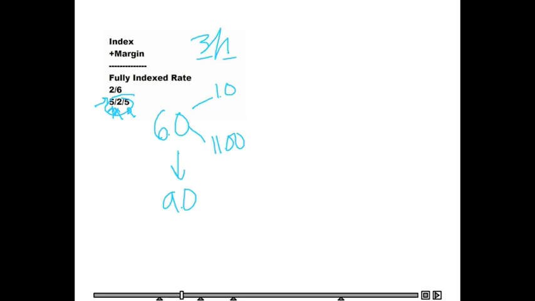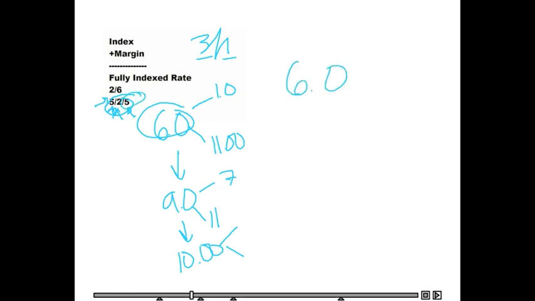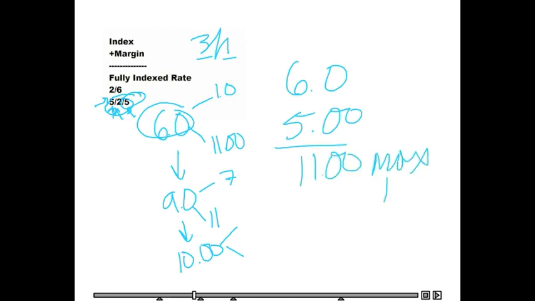So at the end of the fourth year, which would be the second adjustment, the highest it can go is 11%, and the lowest it can go would be 7%. Let's say it doesn't take the highest it can go and it goes up to 10%. At the end of the next adjustment period, what's the maximum this can go to? Now be careful, because notice our start rate is 6% and we have a lifetime cap of 5%. So the maximum this loan can go to over the life of the loan is 11%.